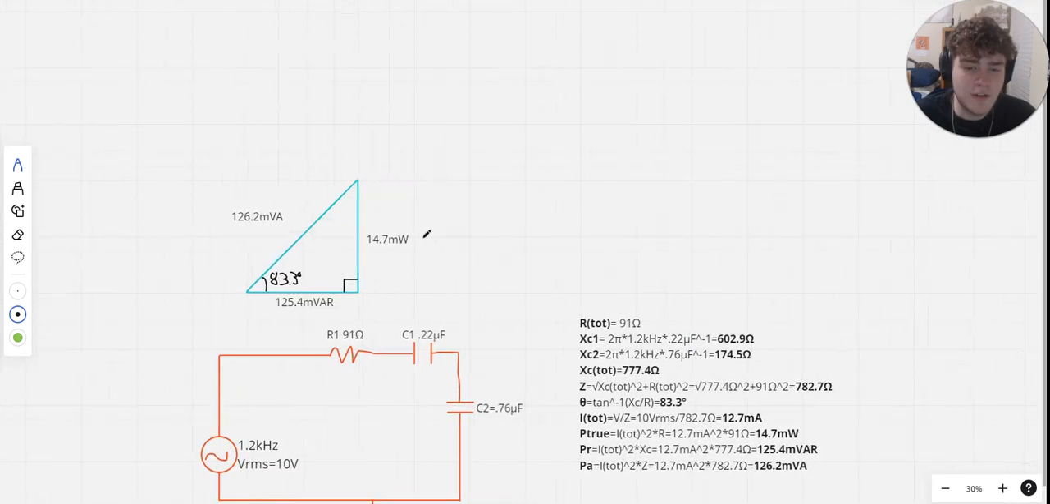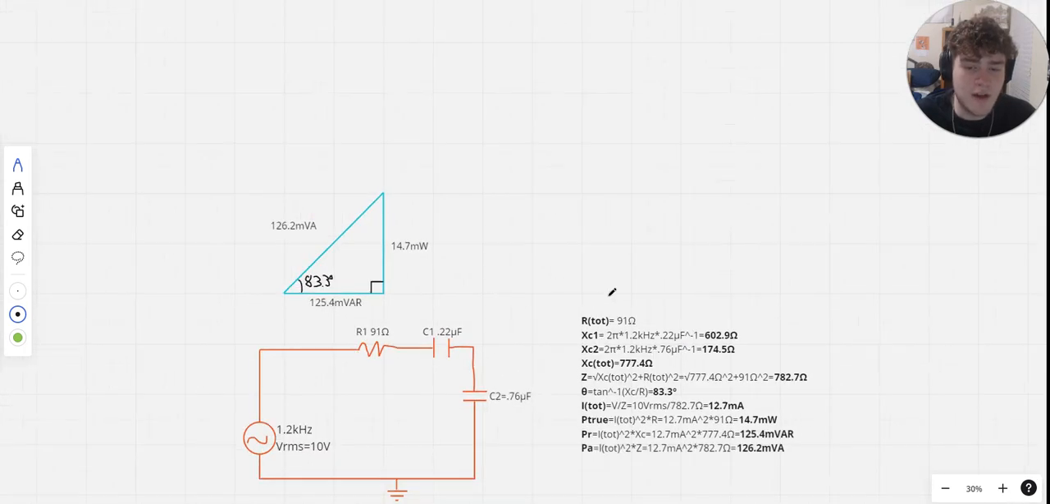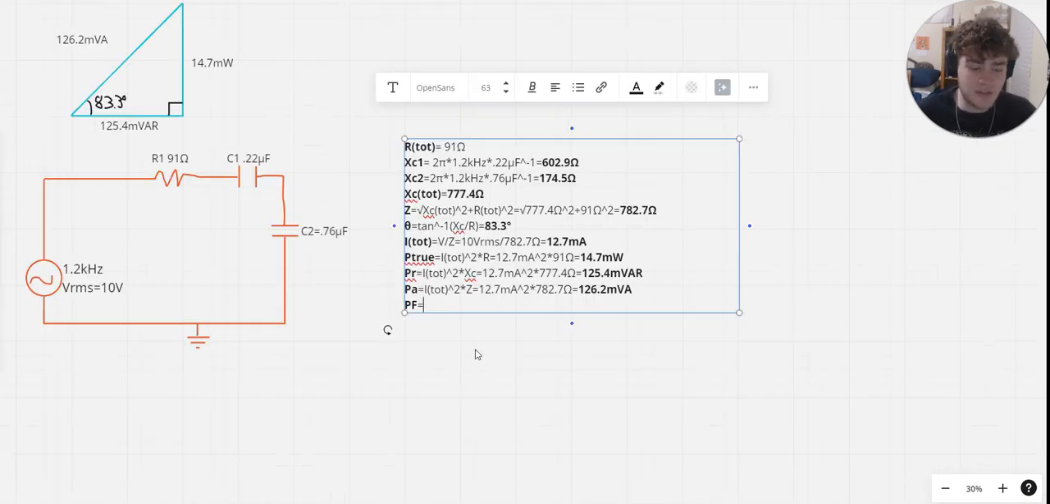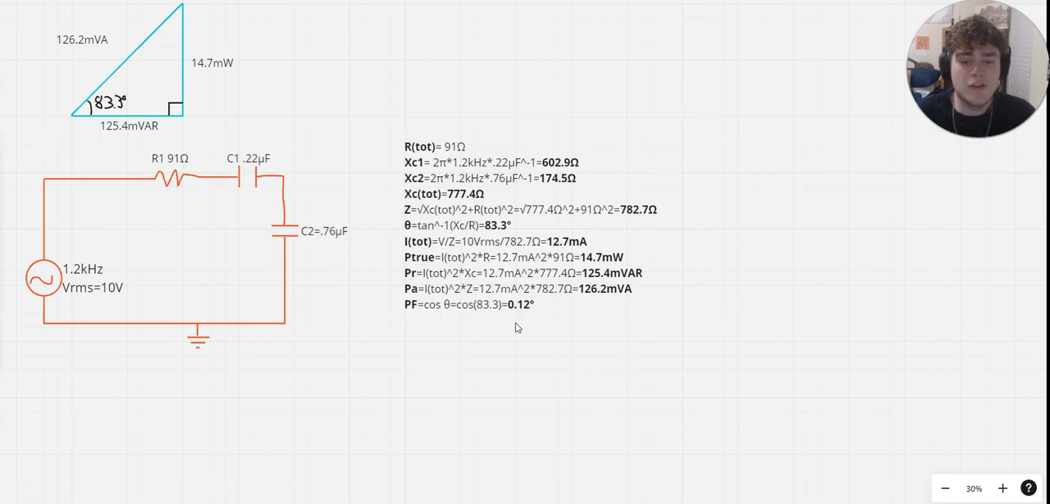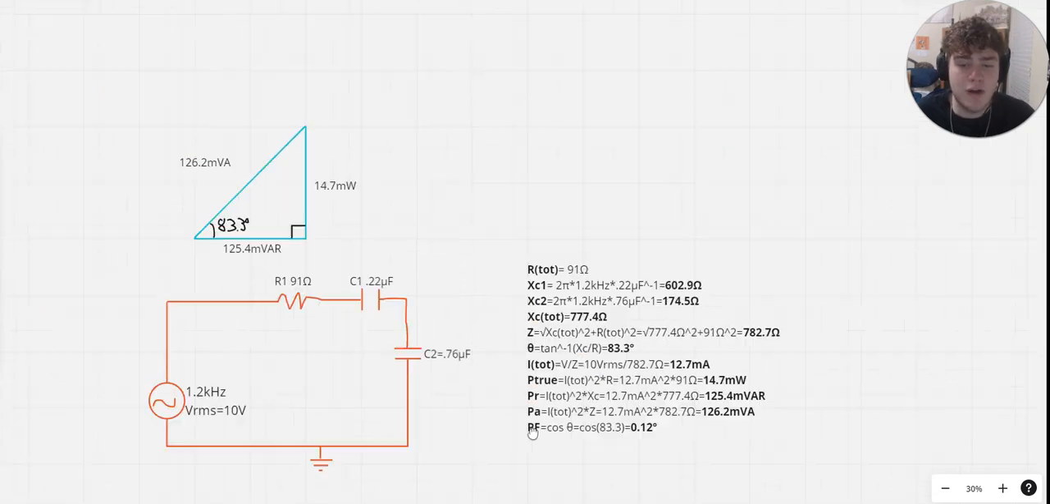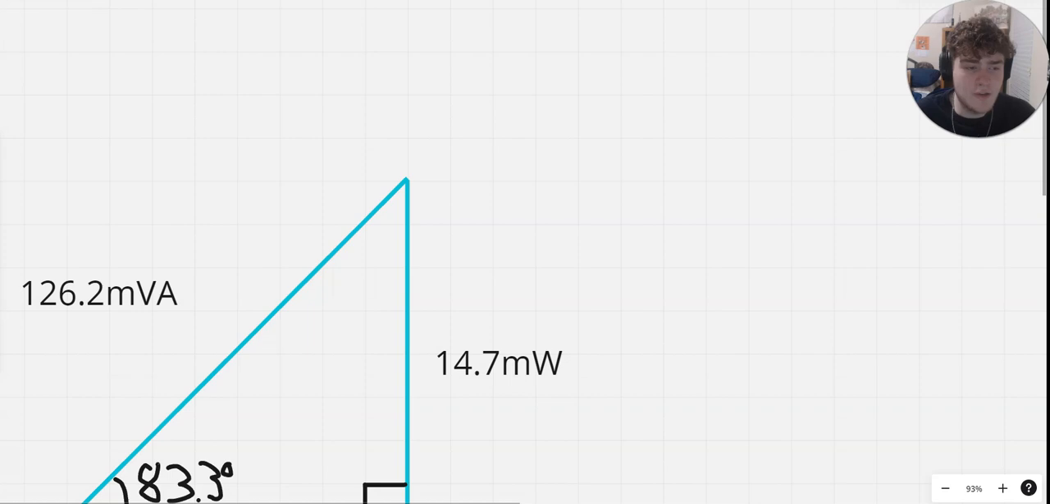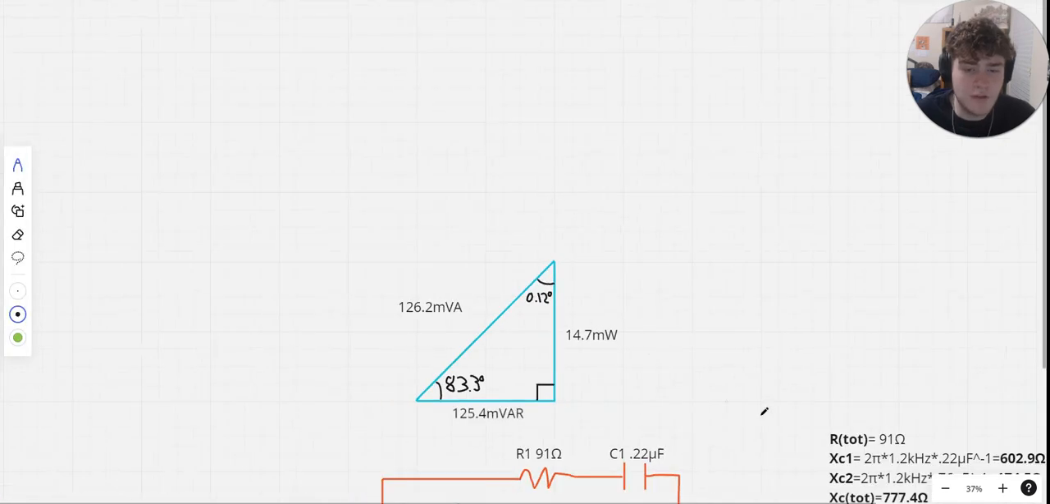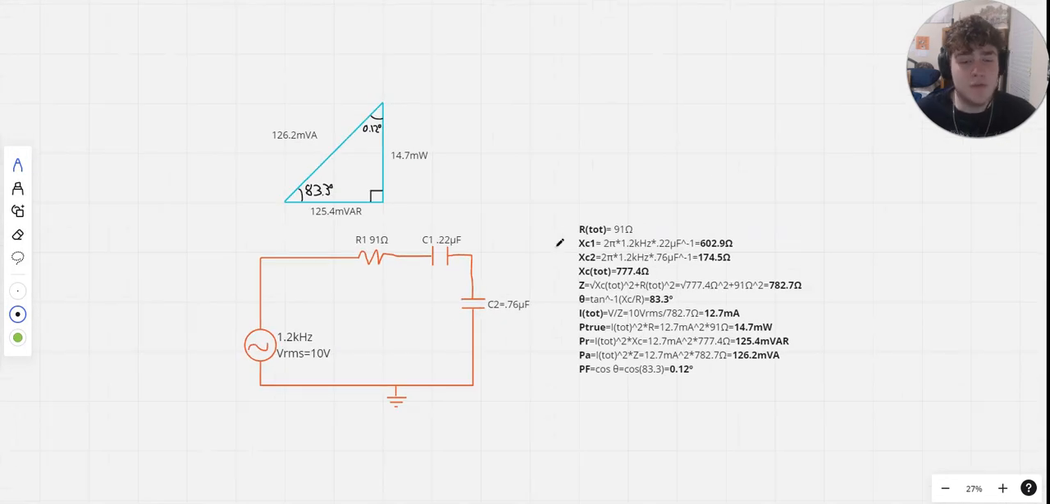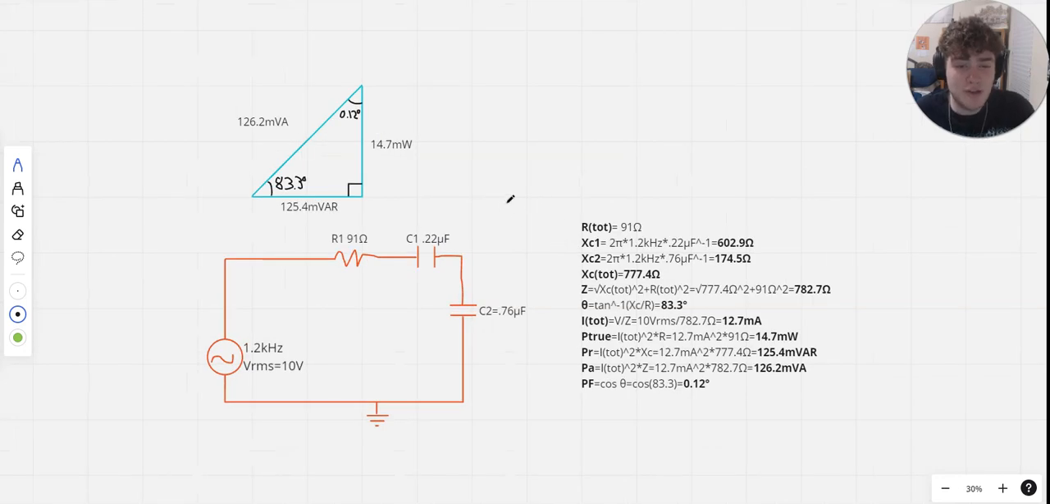And the last thing we're going to solve for is this angle right here, which is the power factor, which is literally just cos of the phase angle. And after you do that math, it should be 0.12. So this angle right here is 0.12. And guys, we did it. We found the power triangle of this circuit right here.